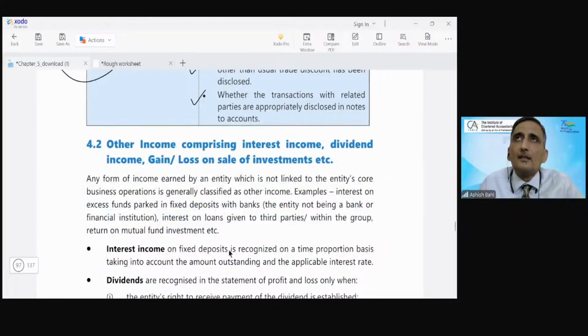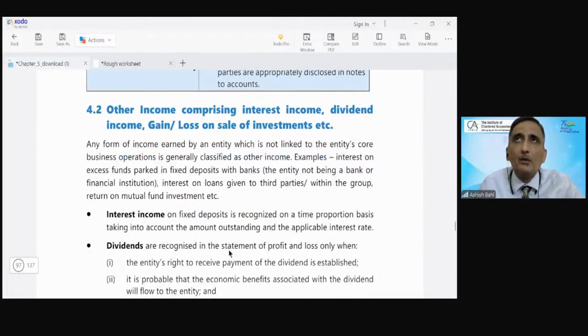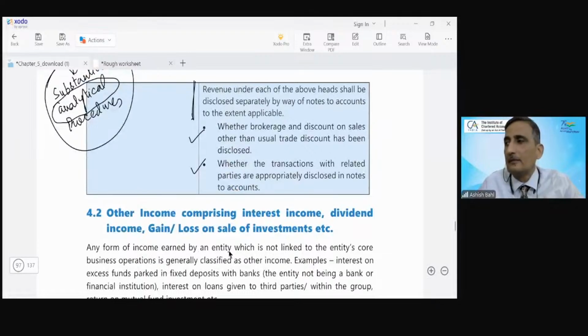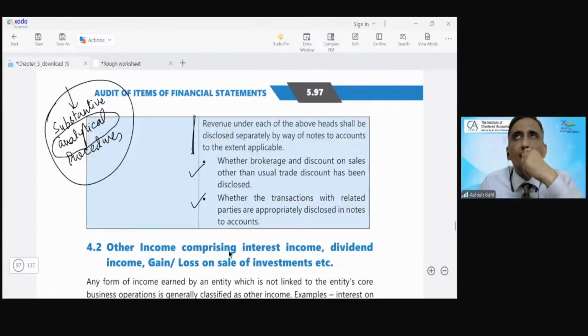Now, the second part in schedule 3, under income items, is other income. Now, what is other income? Yes, what would be included in other income? Yes, students, make an intelligent guess.